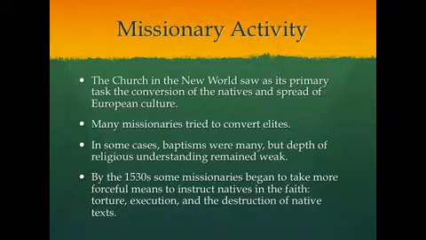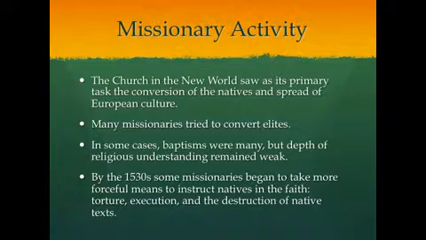Initially, the missionaries tried to convert elites. As that falters, as it often does, they went for large-scale baptisms, but one questions the depth of conversion and religious understanding that was the result of these sort of mass conversions. In the same way that we saw a similar process at stake in, let's say, late antique and early medieval Europe.